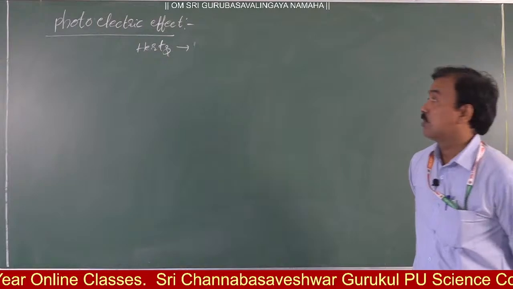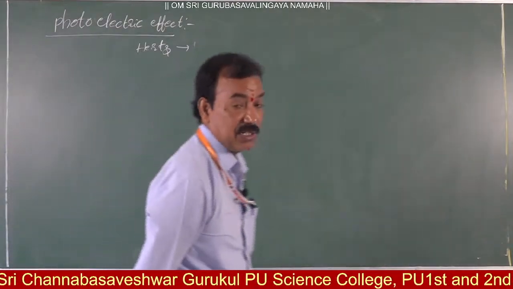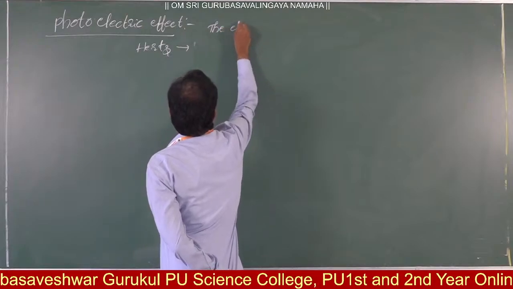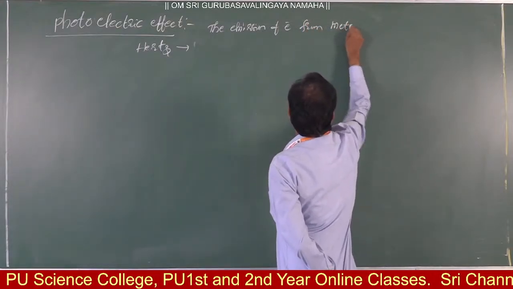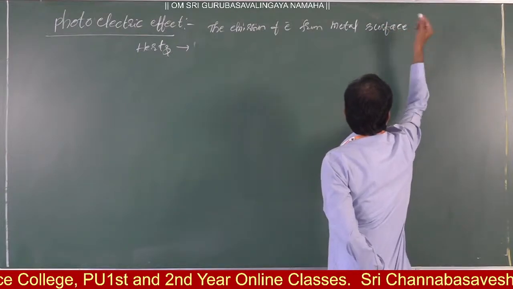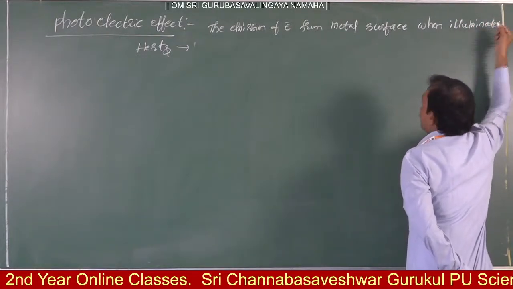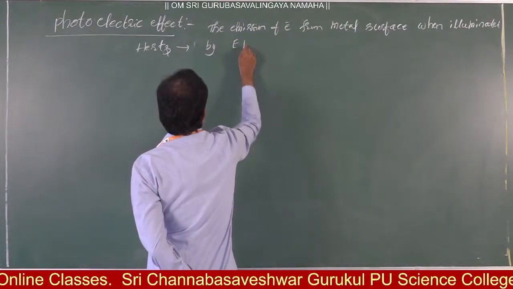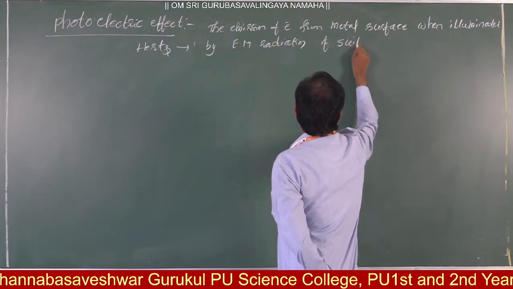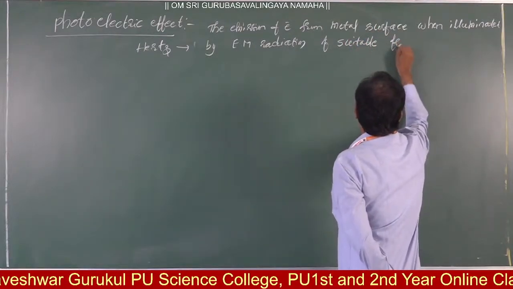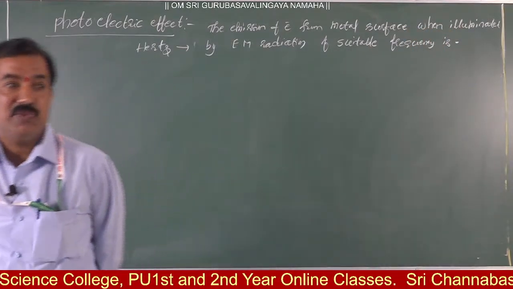Photoelectric effect. The emission of electrons from the metal surface when illuminated by electromagnetic radiation of suitable frequency is known as the photoelectric effect. Already yesterday we discussed this definition also.